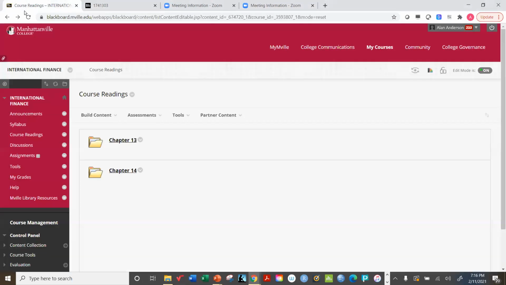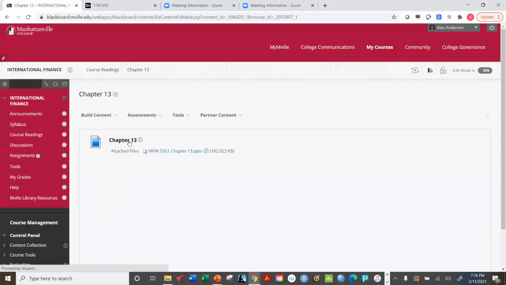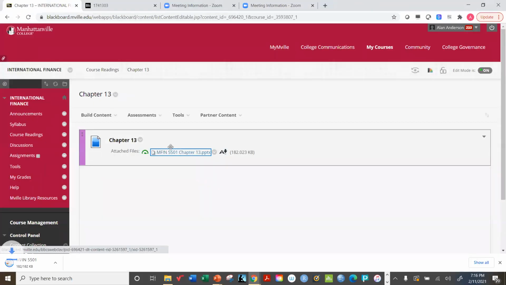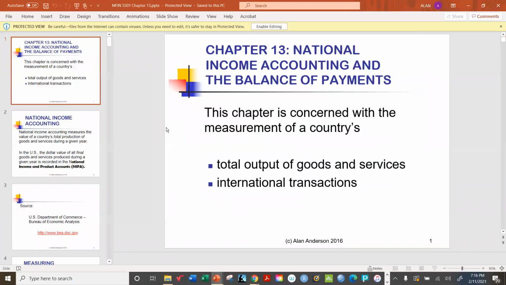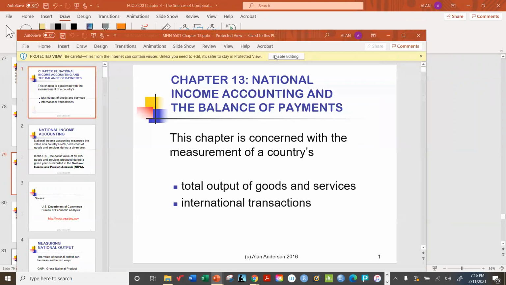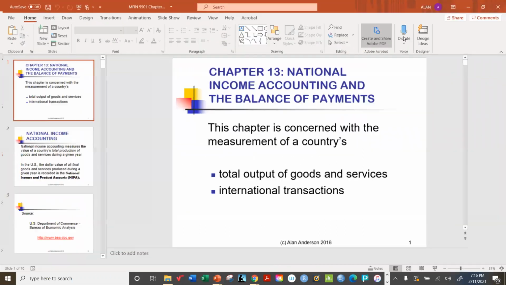Here we go. So it's right here. We can open it up and download it, chapter 13. Now, this discussion that we're looking at here is the only topic that you'll be looking at in this course that's really more accounting than anything else. And I don't mean like traditional accounting, but it's more about how do we keep track of our international transactions?